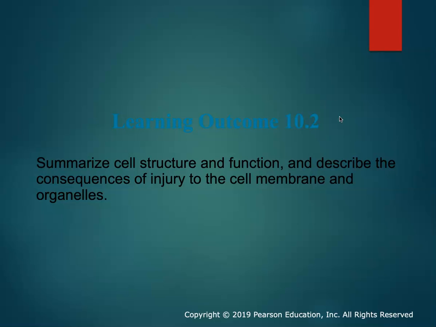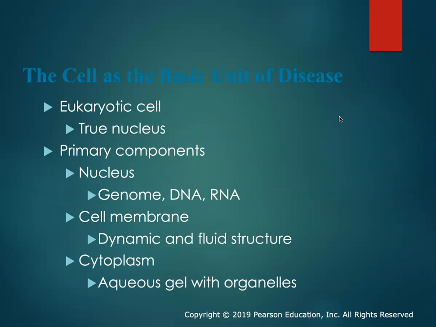Okay, so this next section, we're just summarizing cell structure and function, but then also talking about consequences of injury to certain organelles, okay? The first part should be review. So if we're talking about pathophysiology, we're talking about the human body, right? We're talking about eukaryotic cells, okay? So eukaryotic cells have a true nucleus. They have other membrane-bound organelles.